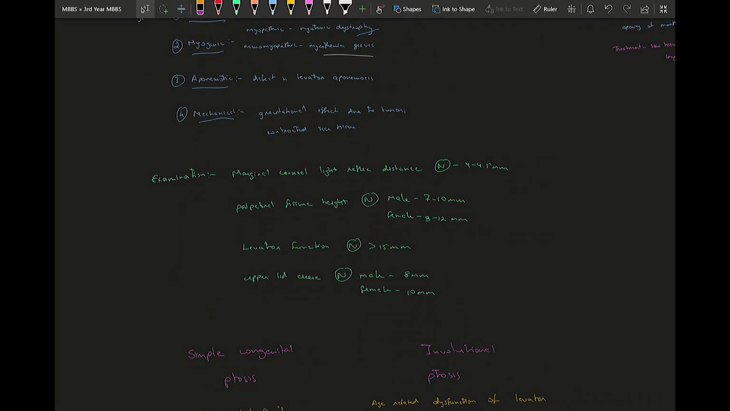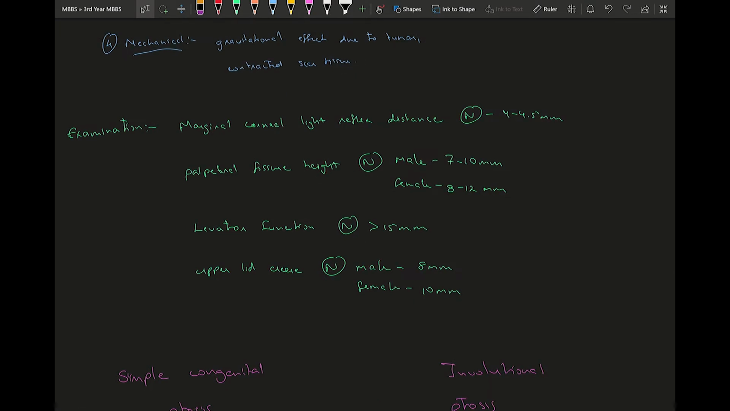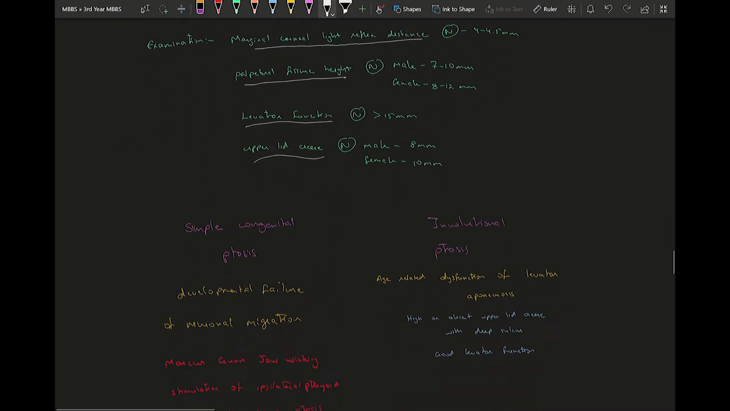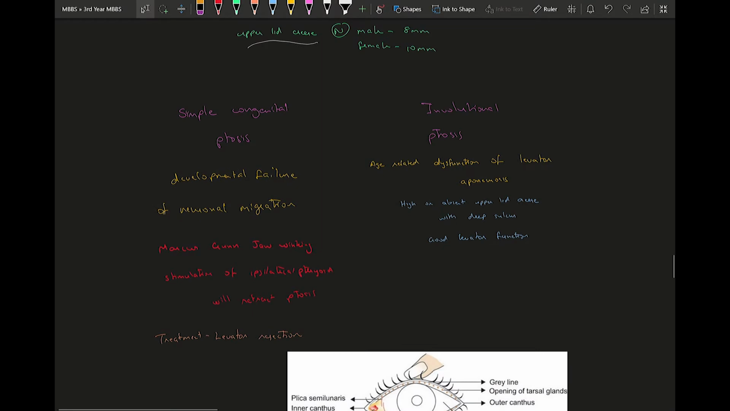How we are going to examine ptosis is by using four measurements: the marginal reflex distance, palpebral fissure height, levator function, and upper eyelid crease. These are the four measurements which we use to examine or diagnose ptosis. The normal values of each of those are also given here. You can have a look at them. And there are two types of ptosis. It can be either simple congenital ptosis or involutional ptosis.